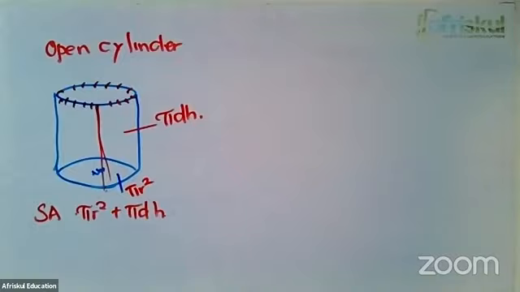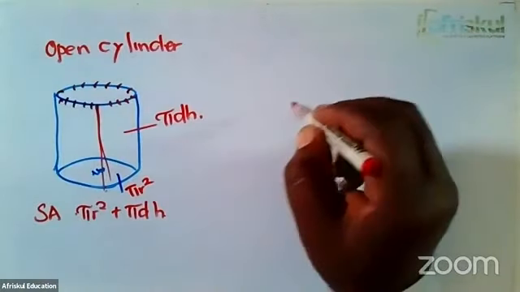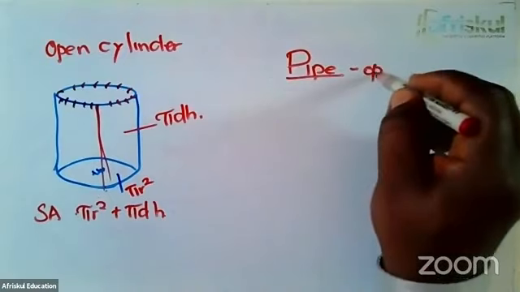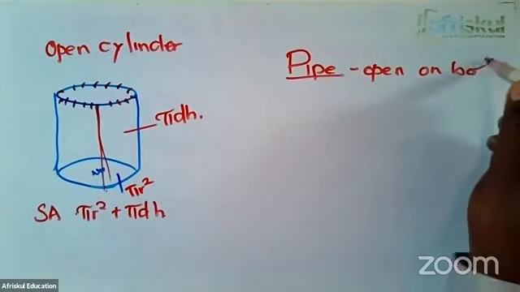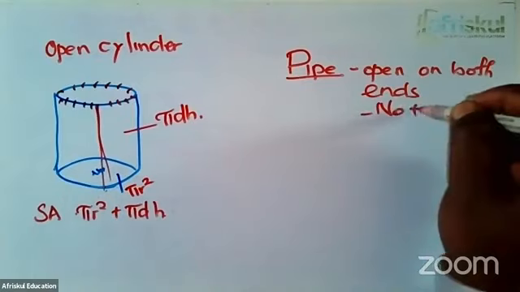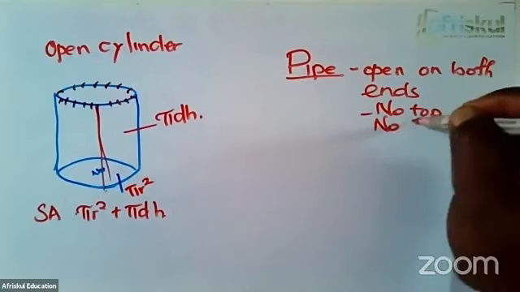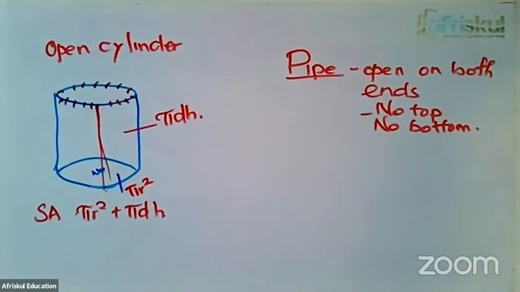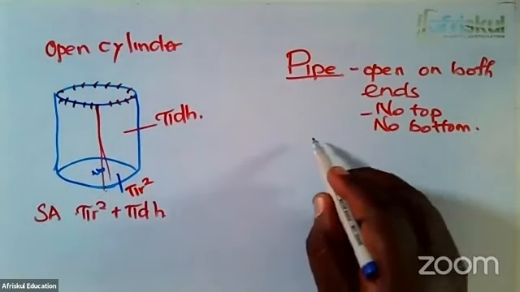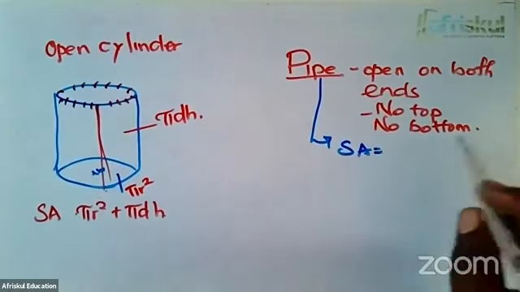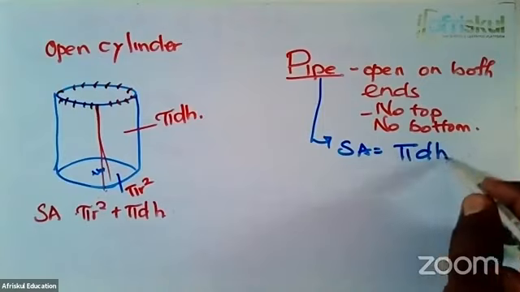Let's look at another situation. If our cylinder is open on both ends, therefore it becomes a pipe. A pipe is open on both ends. And that simply means that it has no top and it has no bottom. And that means it only has a curved surface. How do you get the surface area of a curved surface? The surface area of a curved surface is pi d h. So in case it is a pipe, the surface area shall be pi d h.